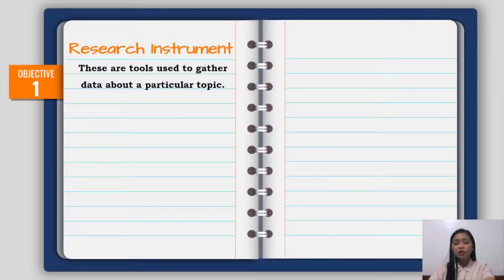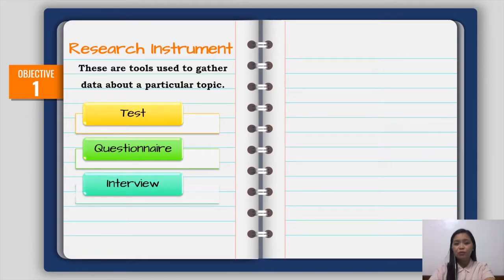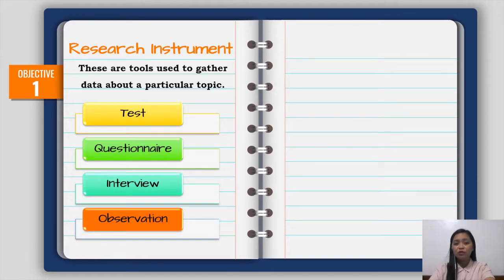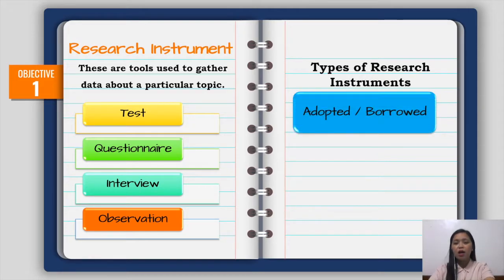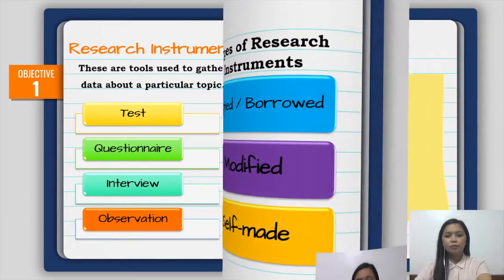So what are research instruments? These are tools used to gather data about a particular topic. Examples of these are tests, questionnaire, interview, and observation. The three types of research instruments are adopted or borrowed, modified, or self-created or self-made research instruments.